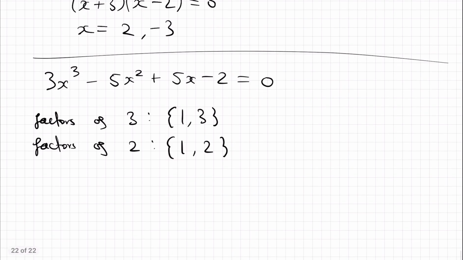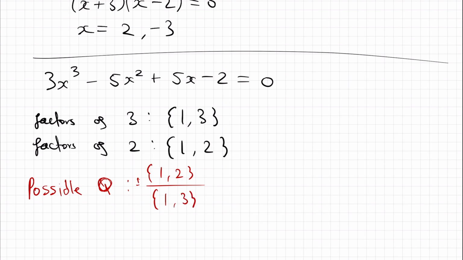So anyways, now you get all possible rational solutions, and we're going to get plus or minus 1 or 2 over 1, 3, which comes out to giving us 1, 1/3, 2, and 2/3 as our possible candidates, and we also have the negative versions of all of those, just like that.